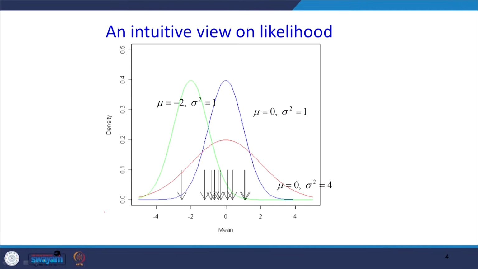Let us see the intuitive view on the likelihood. See, there is some data set at the bottom. We want to know from which normal distribution this data set might have come. There are three possibilities. One is the green line whose mean is -2, variance is 1. Another is blue whose mean is 0 and the variance is 1. The last one has mean equal to 0 and the variance is 4. So, the most suitable for this one is the blue one, because that covers all the data set.